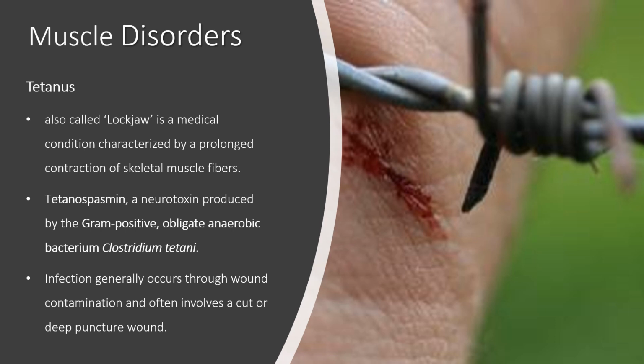Tetanospasmin is a neurotoxin produced by the gram-positive anaerobic bacterium Clostridium tetani, and this is the infection that generally occurs through wounds contaminated by dirty nails or barbed wire in a deep puncture of a wound.